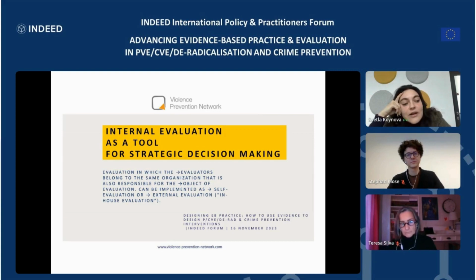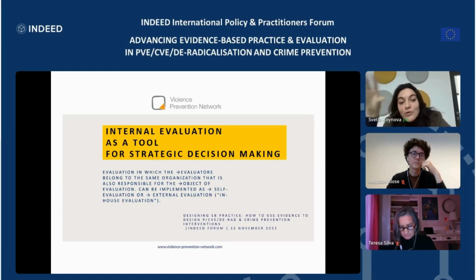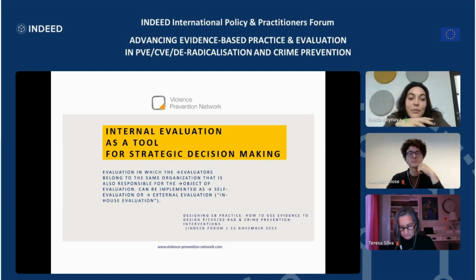And I've been doing both self-evaluations. That means in the past, I've also been evaluating actual initiatives that I was also working on. But what I would like to talk about today is more a perspective of in-house evaluation, when one department of one organization is looking at the work of another department while still being part of the same organization. So what does that even look like?